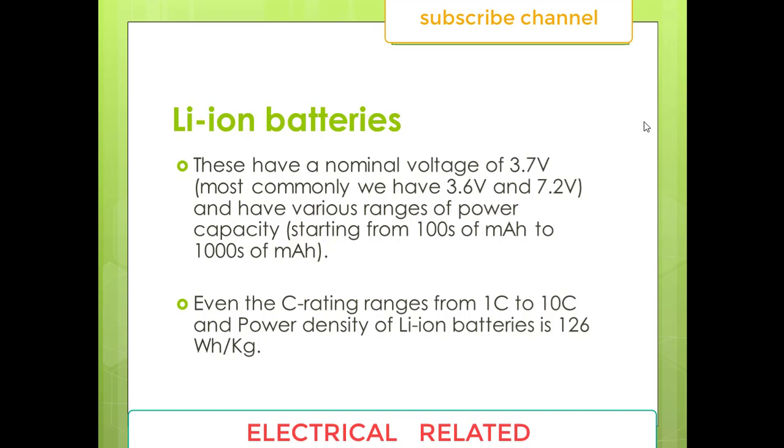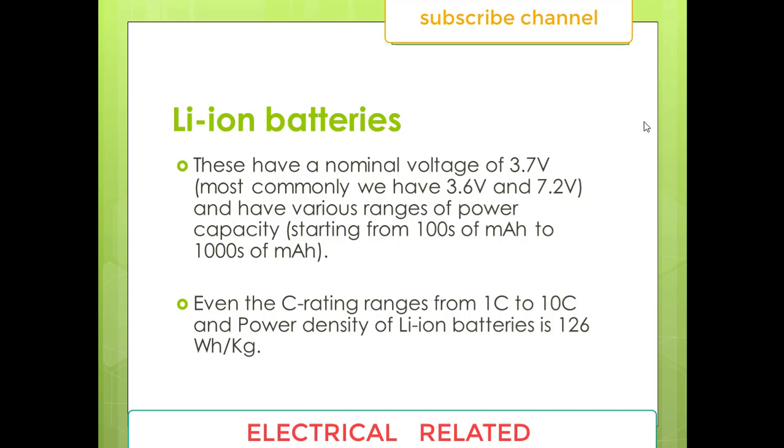Next I will explain that the lithium ion C rating is very good. What is the C rating? Basically, the C rating relates to the discharging time of lithium ion batteries. Lithium ion batteries have a very good discharging time. That's why the C rating of lithium ion batteries is very good.